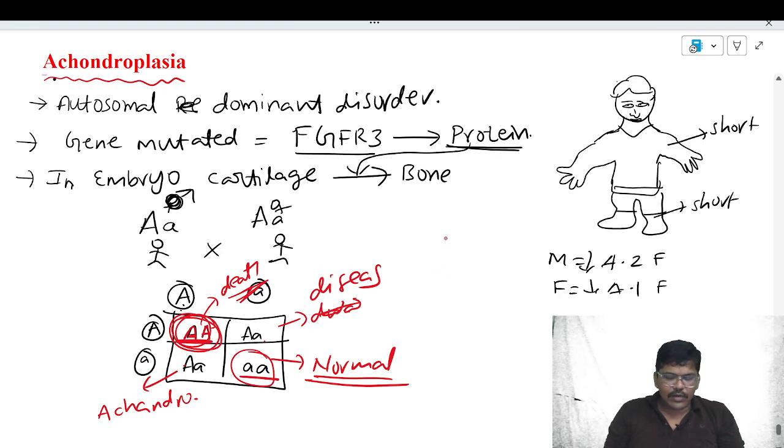That is about the achondroplasia disorder, in which, if you observe here, the genotypic and phenotypic ratio is 2:1, because one member who has homozygous condition for mutated alleles will die.